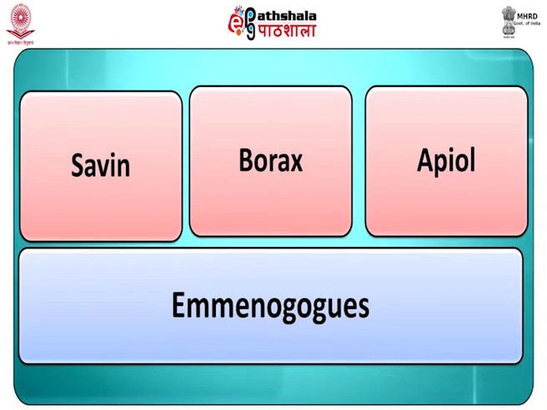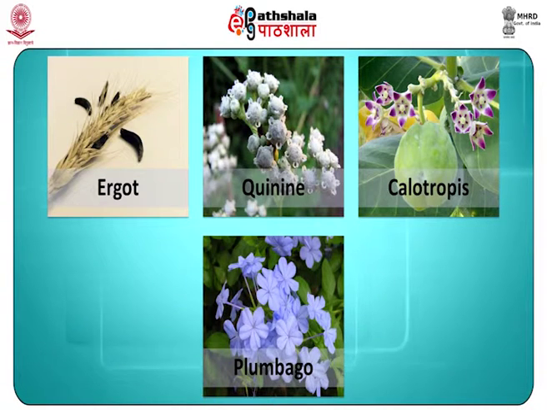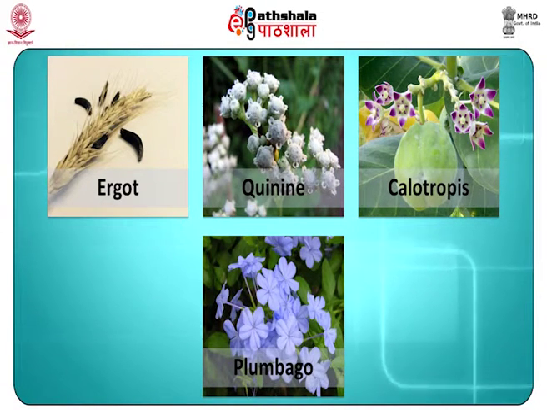Emmenagogues such as savin, borax, and apiol produce an increased menstrual blood flow and act as abortifacients when given in large doses. Irritants of the genitourinary tract, like oil of turpentine and cantharides, reflexly cause uterine contraction to ensue abortion. Other common examples include ergot, quinine, calotropis and plumbago.